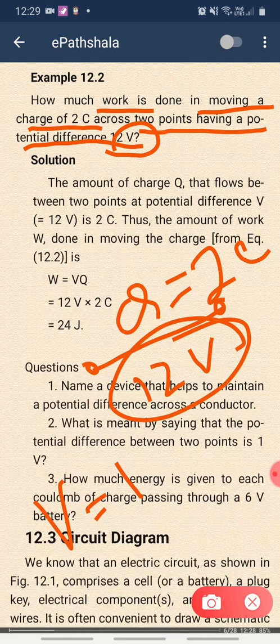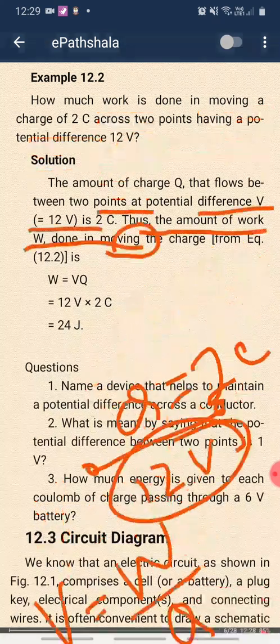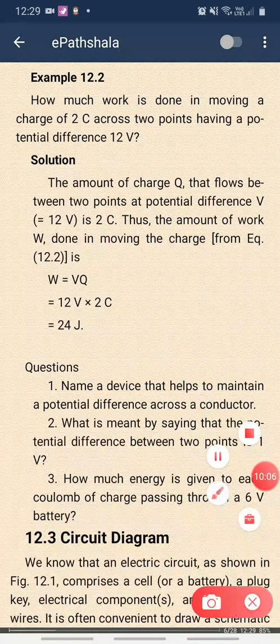Potential difference is the work done in moving unit charge. Okay, W, what is the work done? You have to find it out. So you have to just use the formula.